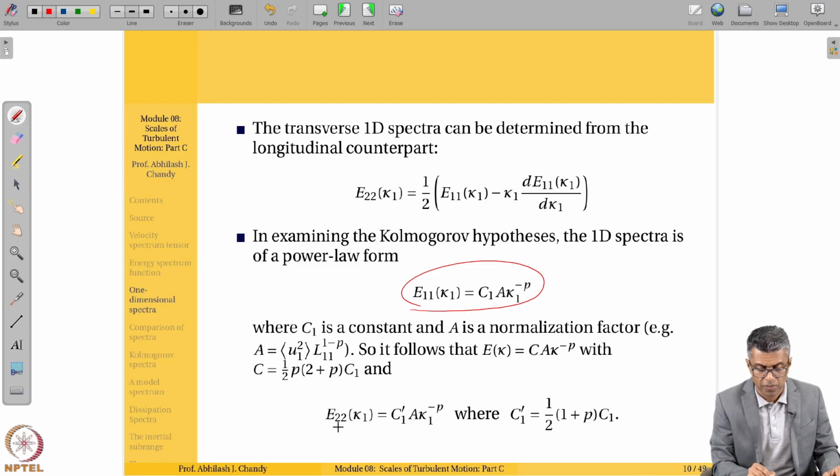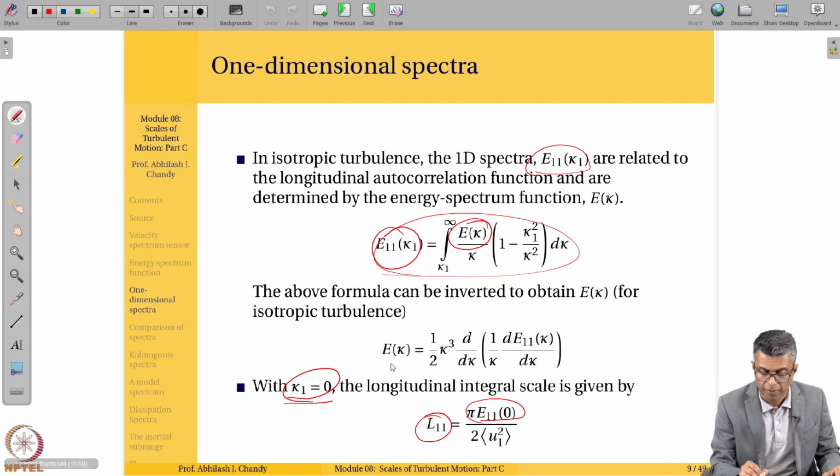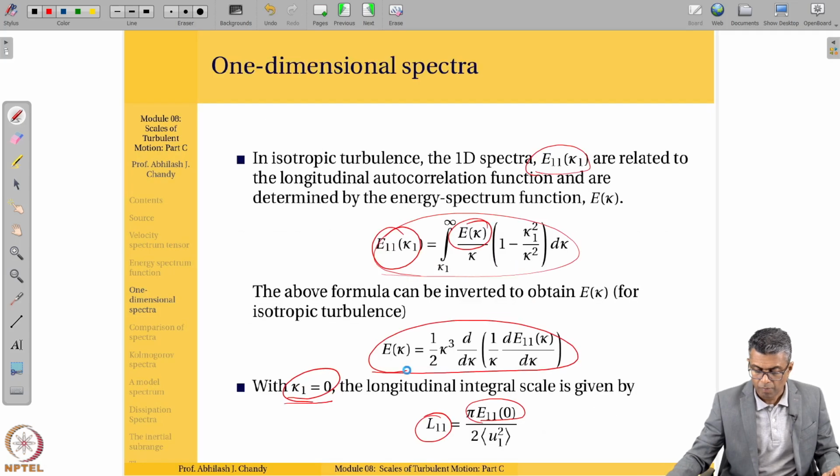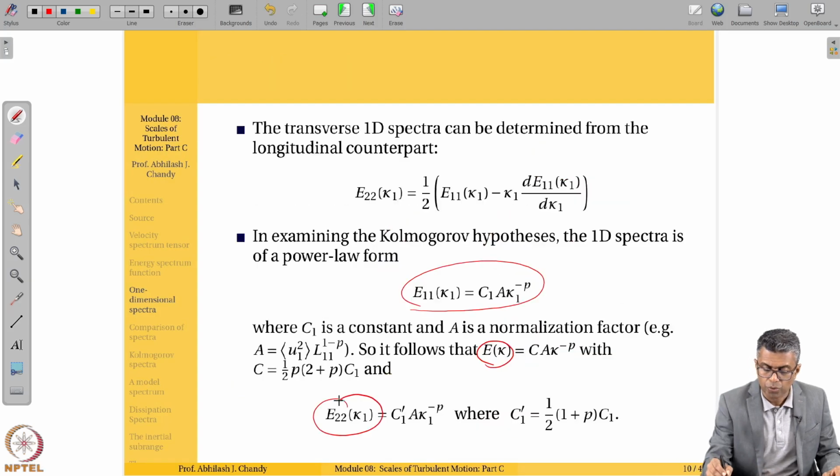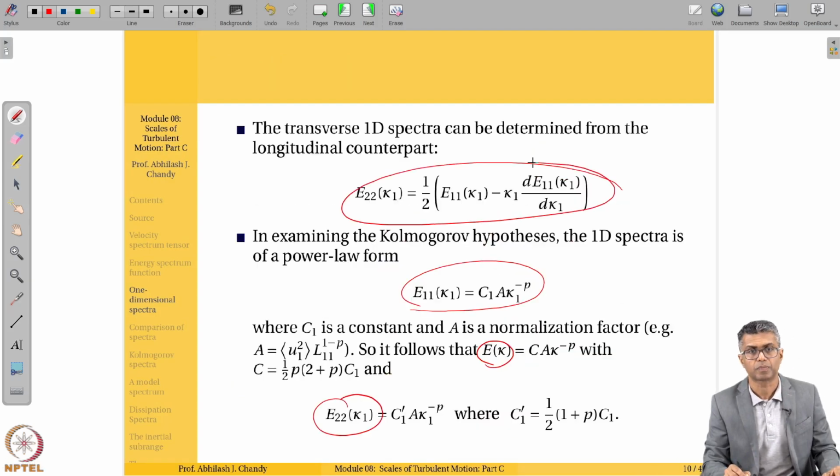So all of this, E of kappa, we get it from here. And E22, we get it from this equation.